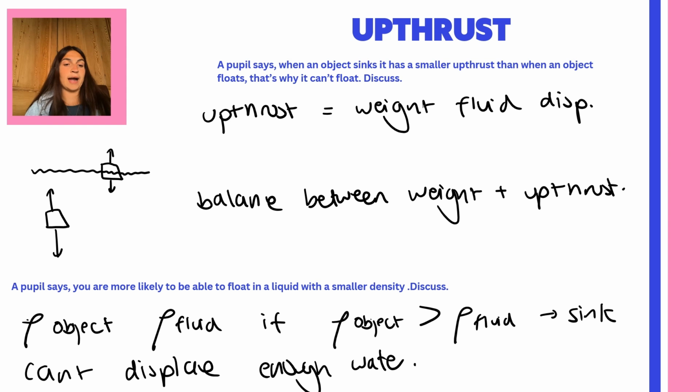So what did the pupil actually say here? You're more likely to be able to float in a liquid with a smaller density. Discuss. No, you want your liquid to have a higher density because it needs to have a higher density than the object, or at least the same density as the object for the object to float.